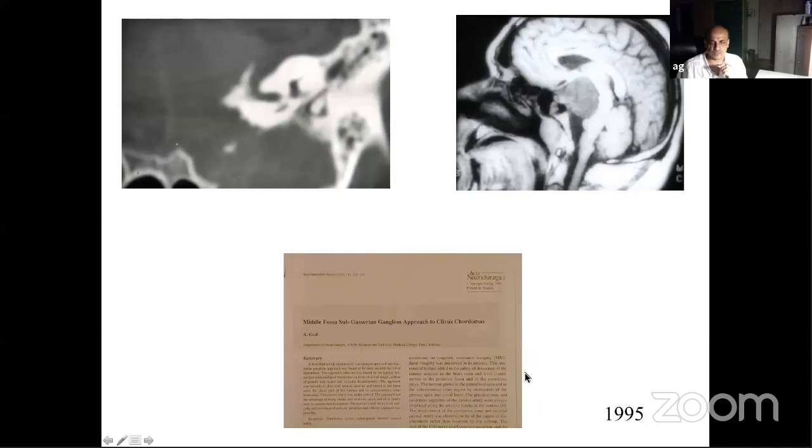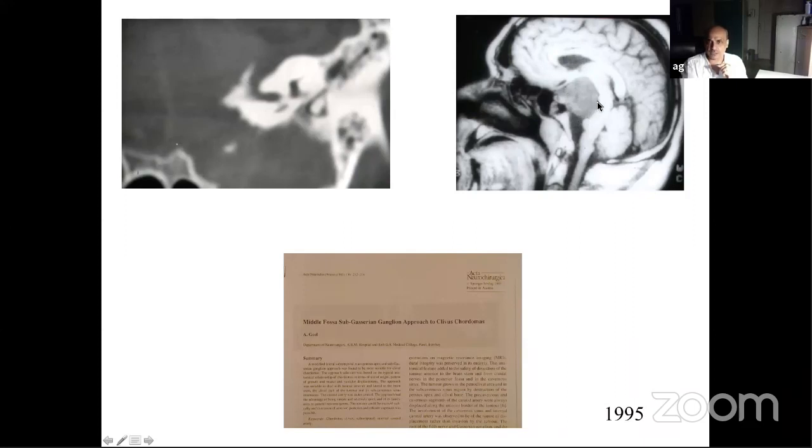This article of mine published in 1995, the middle fossa subgasserian ganglion approach to clival chordoma, is on the basis of understanding of the dura and understanding of the cavernous sinus. You can come in this direction. If you do not have this information that the dura is going to be present, you would think this tumor is going to encase the basilar artery. You must remember that the basilar artery is encased in an absolutely rare situation by these tumors. Absolutely rare. The dura is present.